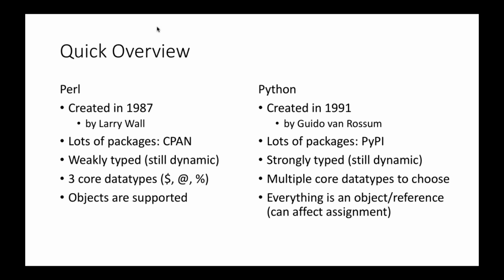On the Perl side, we're going to talk about data types real quick here. And Perl uses these things called sigils, the $, the @ symbol, and the % symbol. Most languages don't do that. Python doesn't do that.